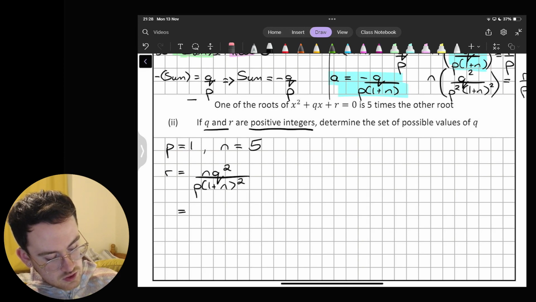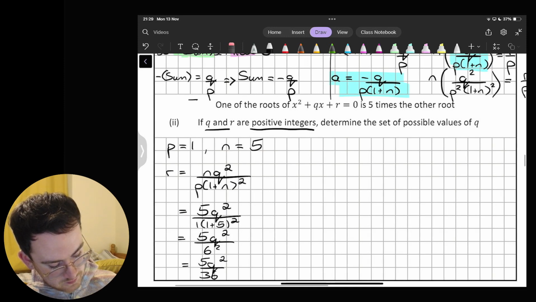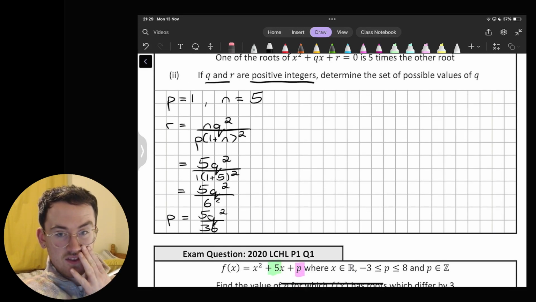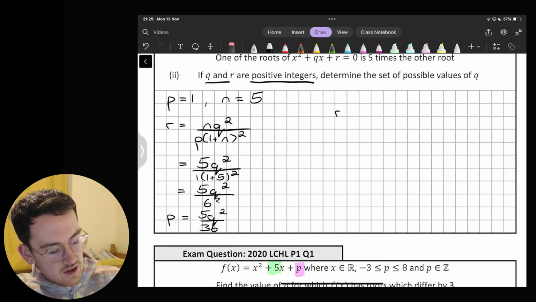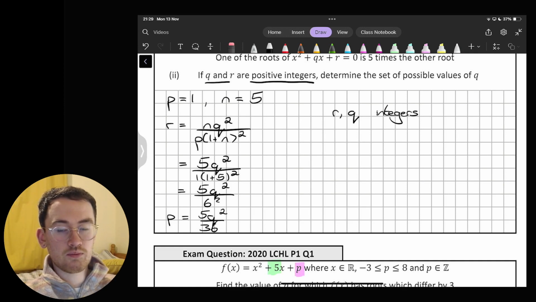We're going to fill in those numbers that we know. We know n is 5. We don't know q. We know p is 1. And again, n is 5. 5q squared over 6 squared, which is 5q squared over 36. Okay, 5q squared over 36, or we could leave it as 6 either. Okay, now the key thing here that they've told us is that r is an integer. Okay, r and q are both going to be integers.